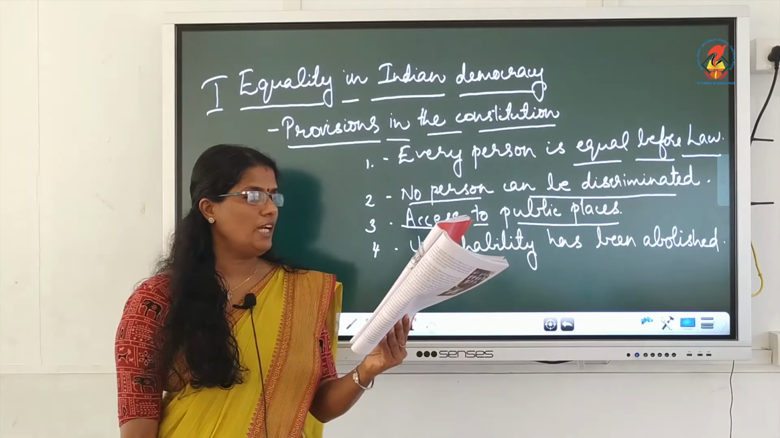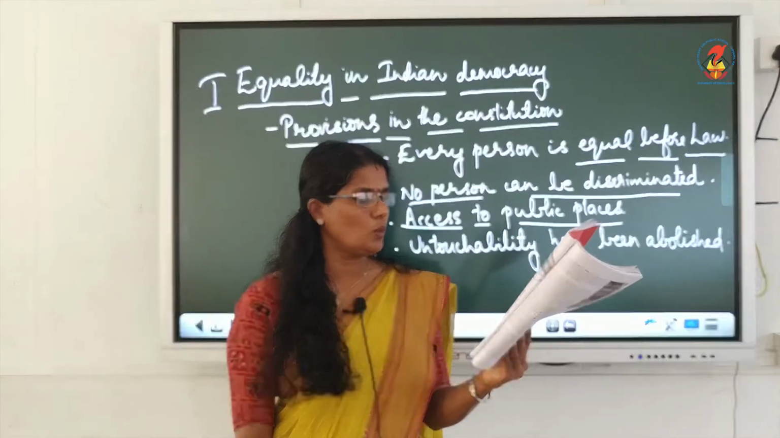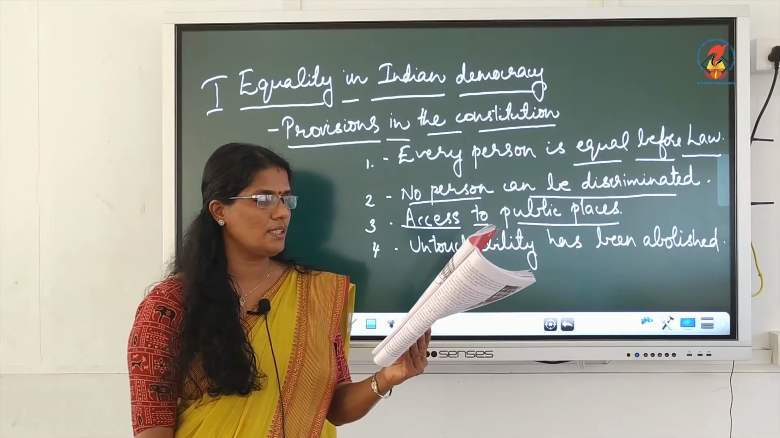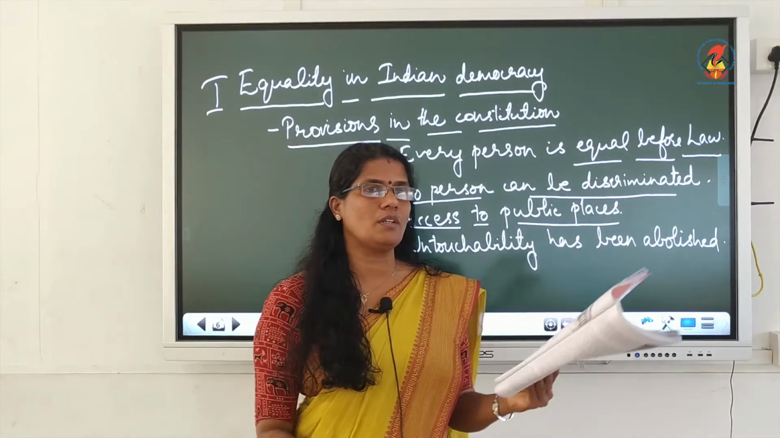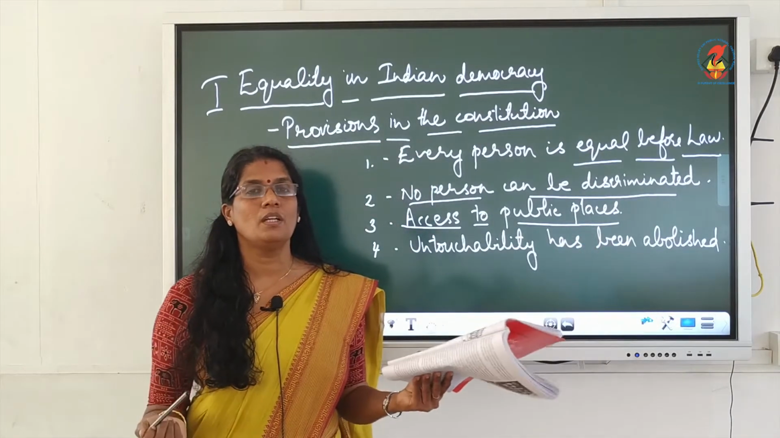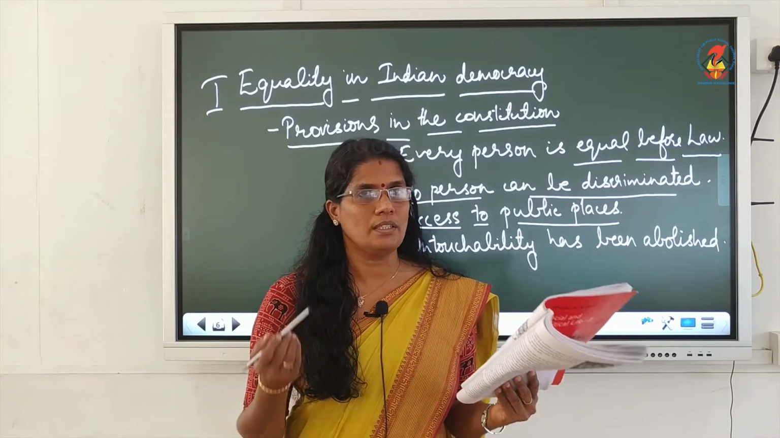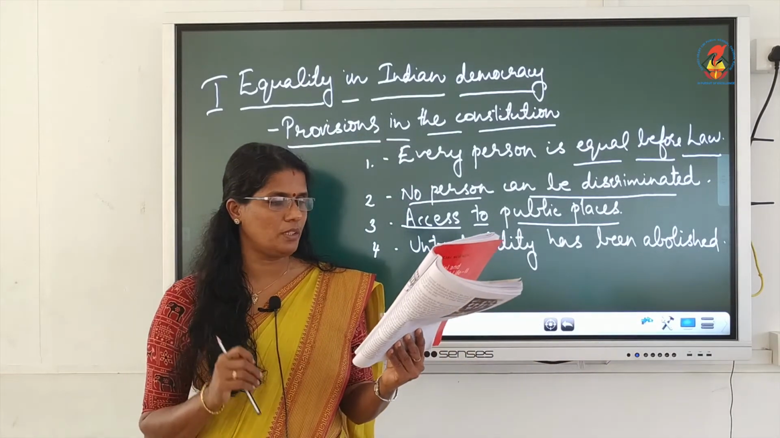Third point, every person has access to all public places including playgrounds, hotels, shops and markets. Public places means whatever is provided by the government; we all have free accessibility. We all can go there. That is the third point.